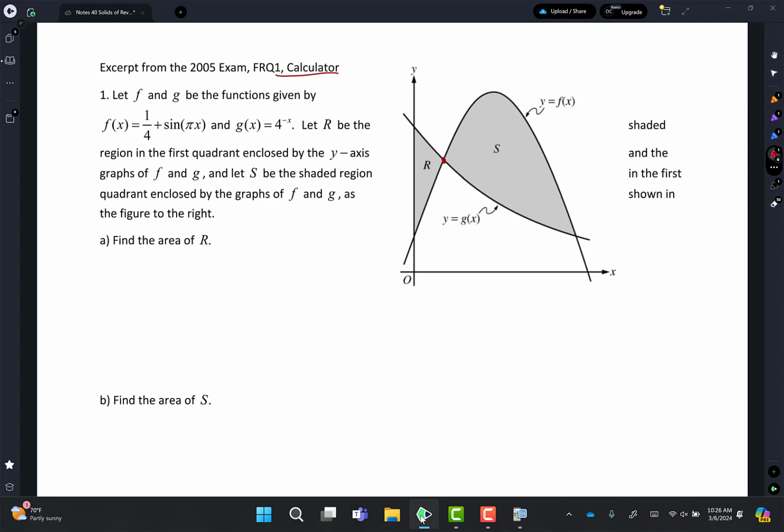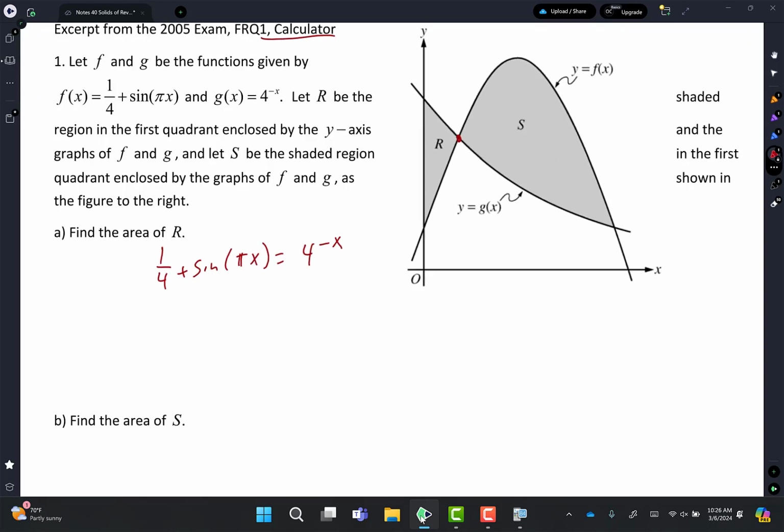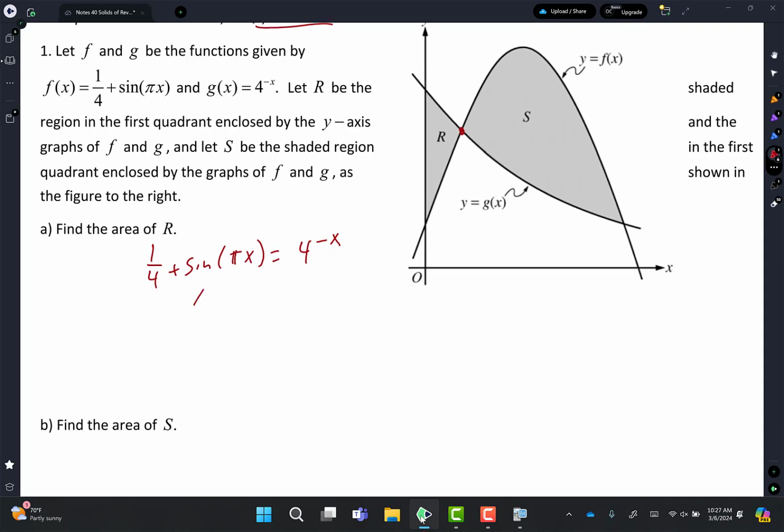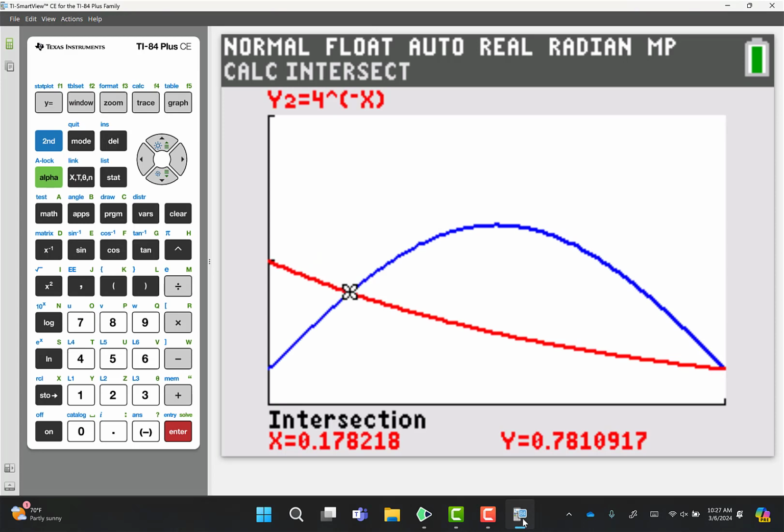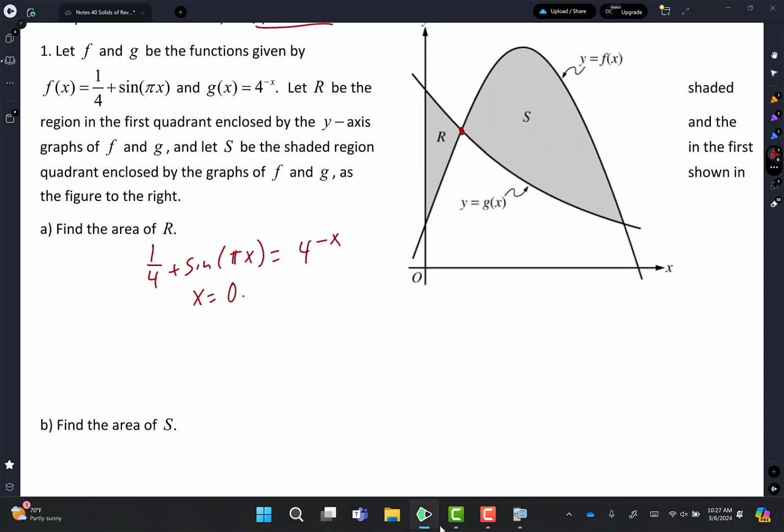All right, so the first thing I would have done is go in here and say 1/4 plus sine pi x equals 4 to the negative x. This is called a setup. And then I would just say x equals, and write that number down. And I got 0.178218.